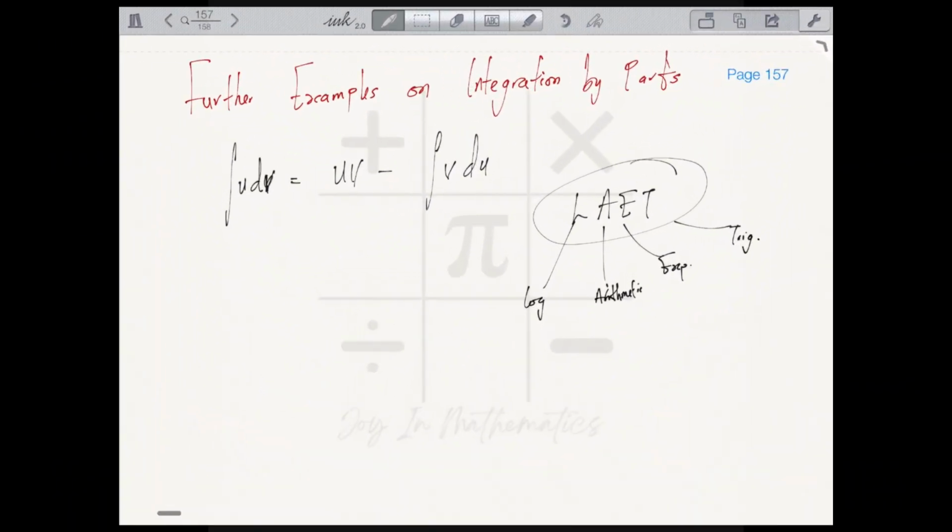Now let's take more examples on integration by parts. We recall the integration by parts formula, which says the integral of u dv is equal to uv minus the integral of v du. And we know how to pick our u and also how to pick our dv, applying LAET, where L stands for logarithm, A stands for arithmetic, E for exponential, and T for trigonometry.